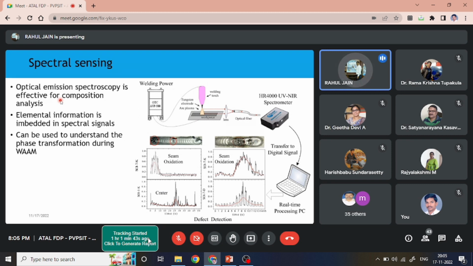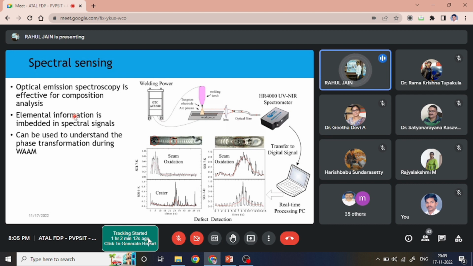It is actually used for the composition analysis, meaning if I have an alloy, let's say an aluminum alloy, if I want to find out how much percentage of aluminum is there, how much percentage of copper is there, how much percentage of silicon is there, how much percentage of magnesium is there, I can find out that particular thing using OES analysis, which is a category of spectral analysis, right? So this output actually gives you elemental information, right?